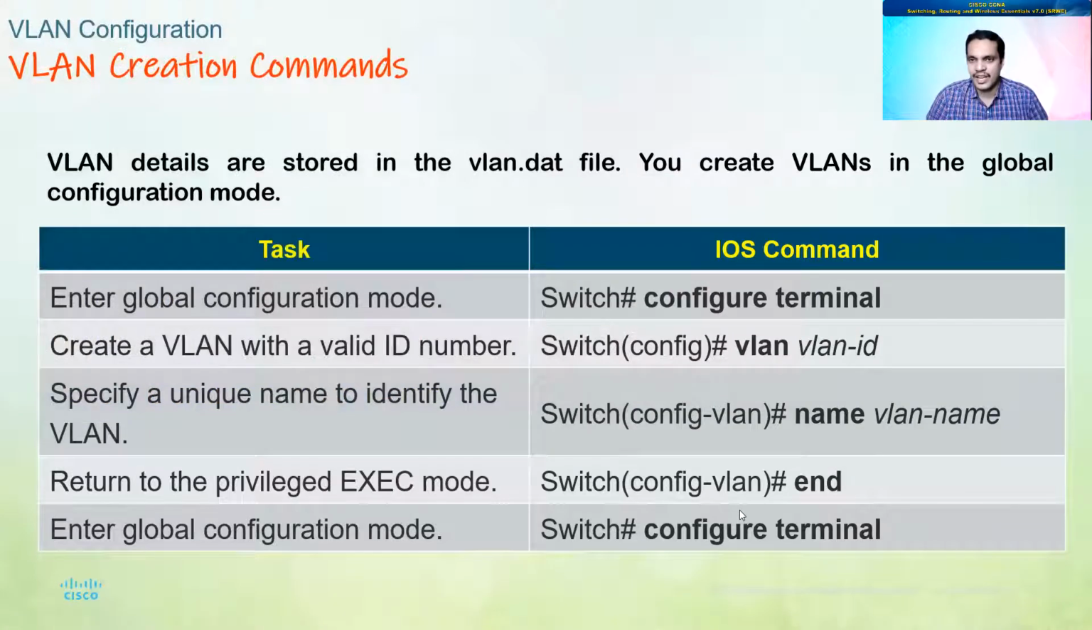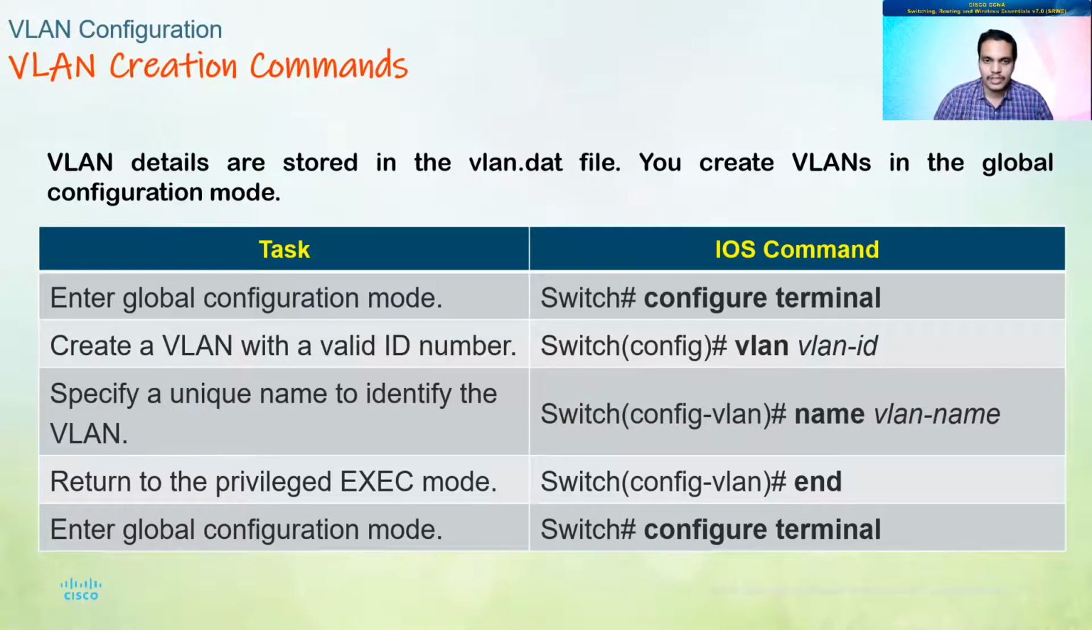So how do you create a VLAN? The configuration commands are pretty simple and straightforward. Just go into global configuration mode, type in vlan and the VLAN ID, giving a number to it. Then you specify a unique name for that VLAN by using the command name, and give the name whatever you want, and then you come back.